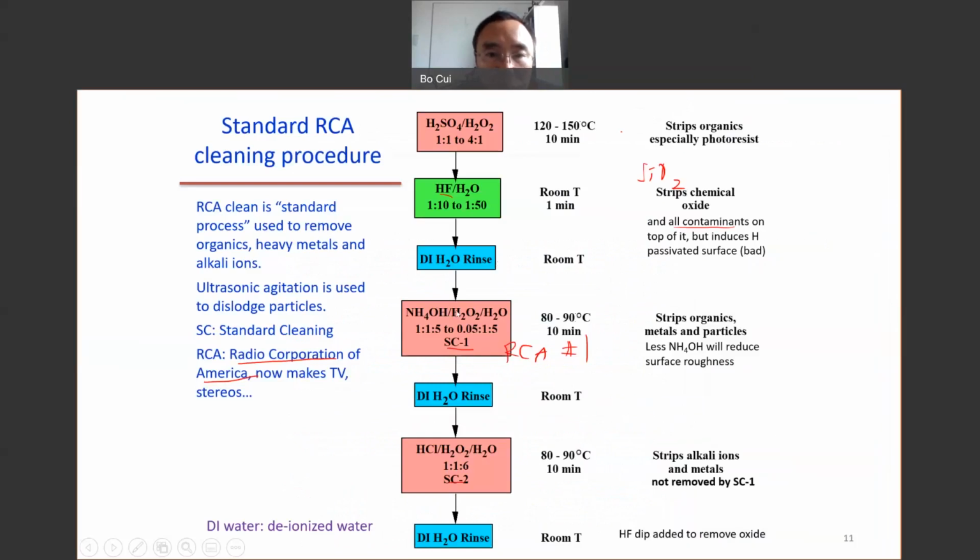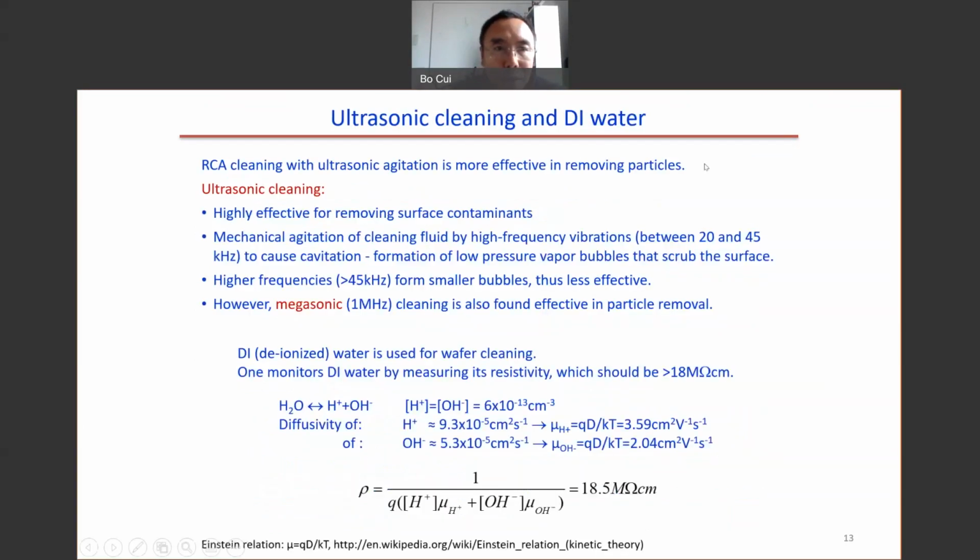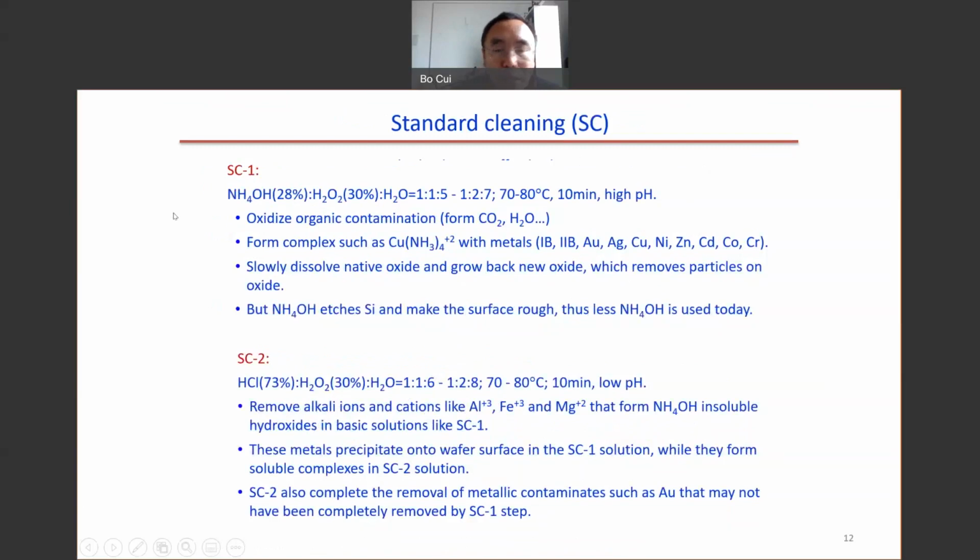So now we look at the RCA cleaning step 1 and step 2. So this is step 1. We use a mixture of hydrogen peroxide, ammonium hydroxide, and water. It's diluted, at a high temperature, for 10 minutes.